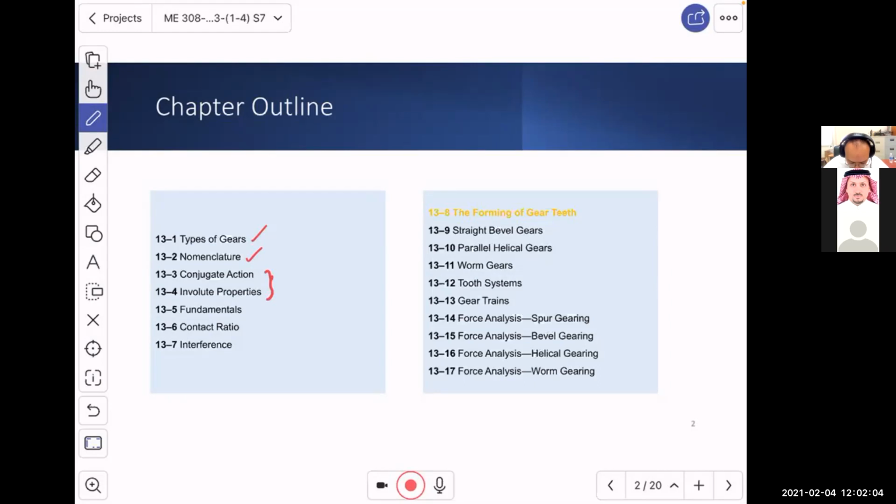interference. This part, which is 13.8, is dedicated to machining. We have straight bevel gear, helical gear, and worm gear, and then we'll do, of course, most importantly, the force analysis for them. This is actually very important. These gears, when they engage together in action, generate forces, and these forces get transferred to the shaft, and then from the shaft to the bearings, and so on.